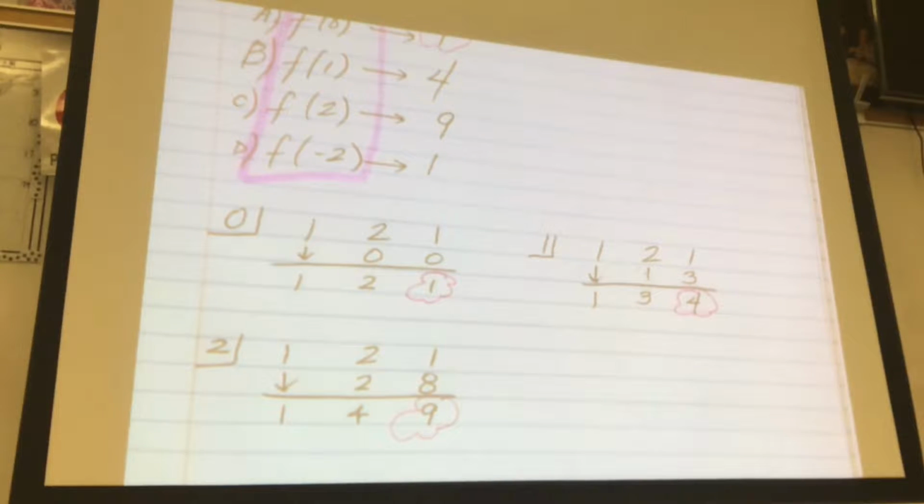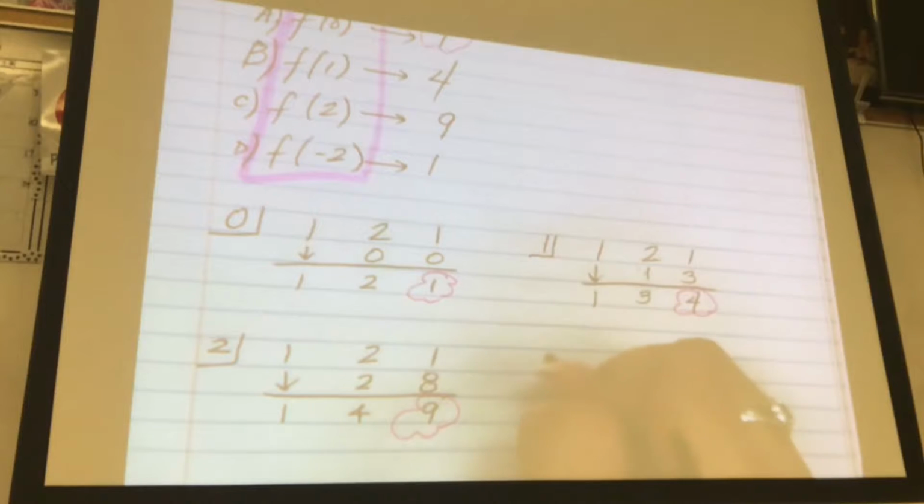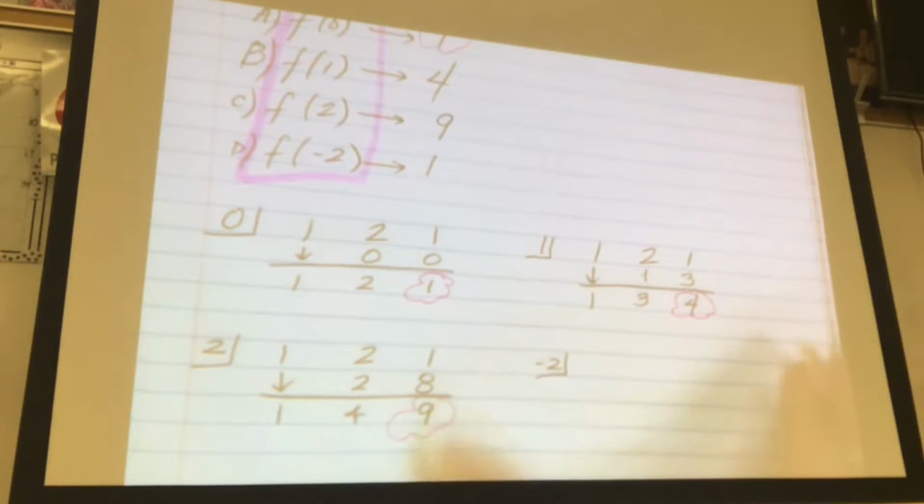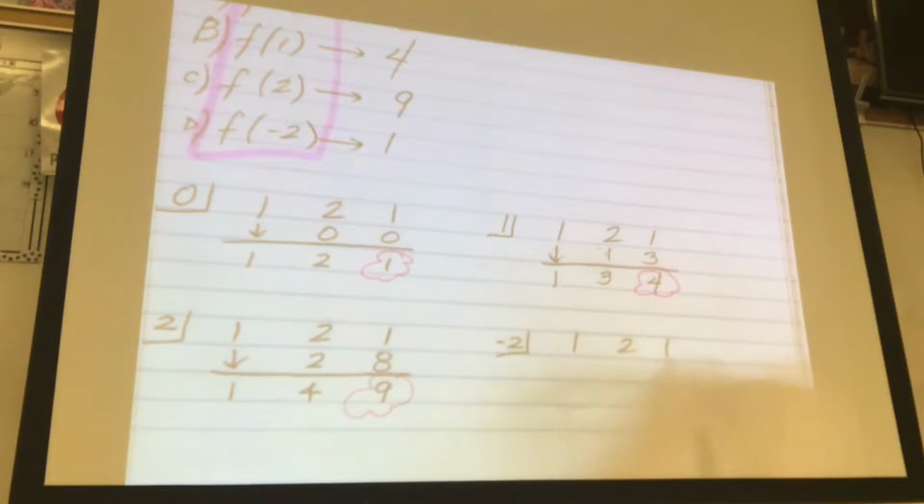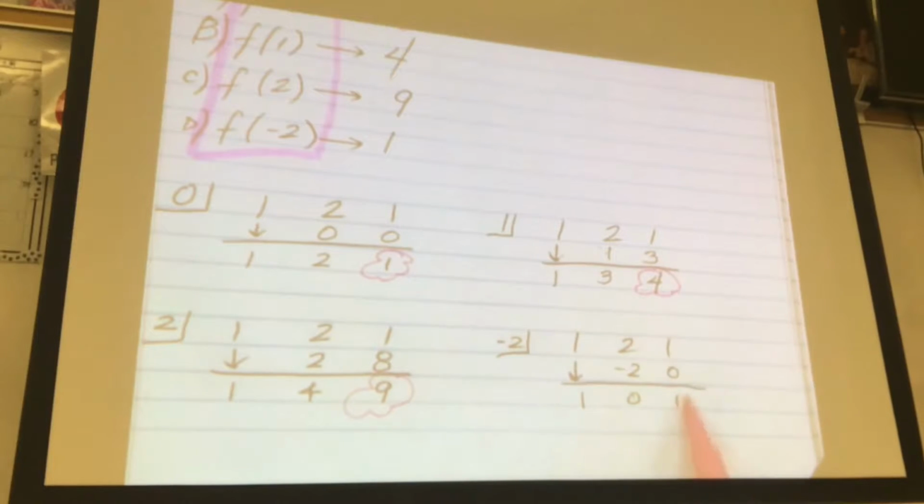Y'all with me? So the last one, which was -2, which is the one we couldn't agree on, a good way to check it is by using synthetic division. So if I put in 1, 2, and 1, drop it, that's 1. 1 times -2 is -2. This becomes a 0, 0. And again, my remainder is 1. So I know that it should be a 1.